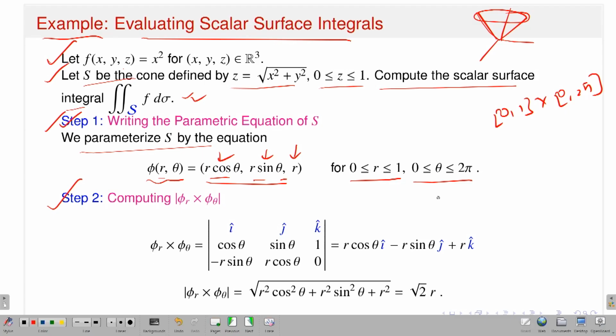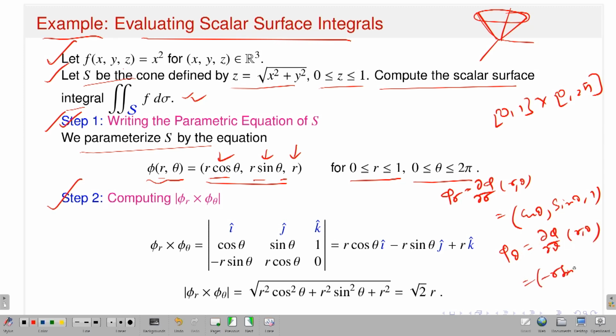So what is your phi r? You can easily calculate. Phi r, which is nothing but del phi del r at the point r, theta. You just calculate the partial derivative of this function. So it should be cosine theta, sin theta, and 1. And what about phi theta? That is del phi del theta at the point r, theta. This is minus r sin theta, r cosine theta, and 0, because in the third component the only variable is r, and the derivative with respect to theta gives you 0.